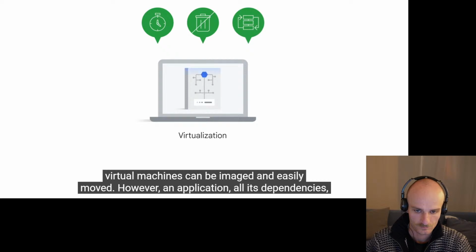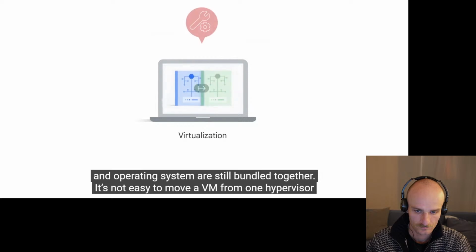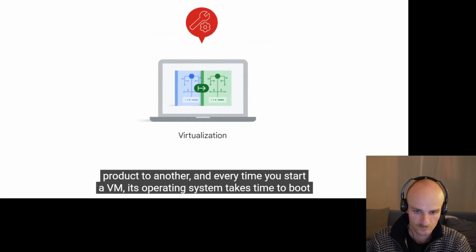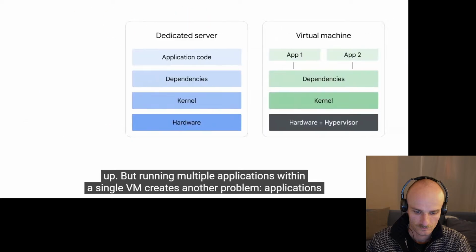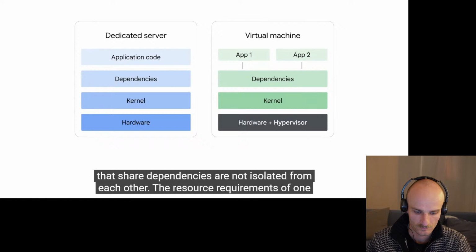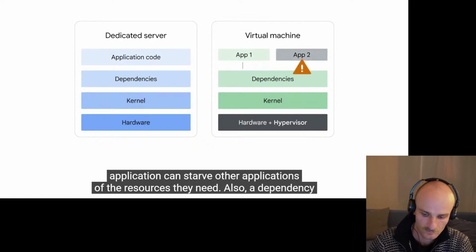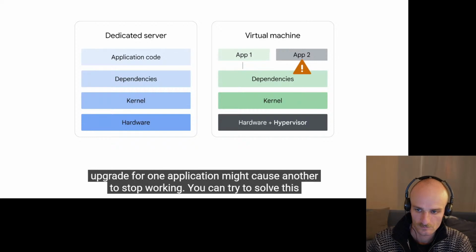However, an application, all its dependencies, and operating system are still bundled together. It's not easy to move a VM from one hypervisor product to another, and every time you start a VM, its operating system takes time to boot up. But running multiple applications within a single VM creates another problem. Applications that share dependencies are not isolated from each other. The resource requirements of one application can starve other applications of the resources they need. Also, a dependency upgrade for one application might cause another to stop working.